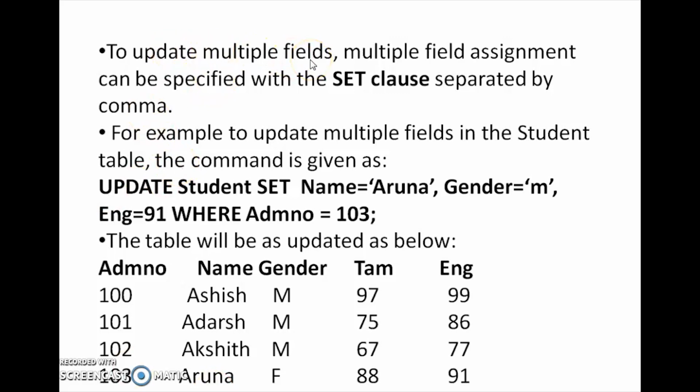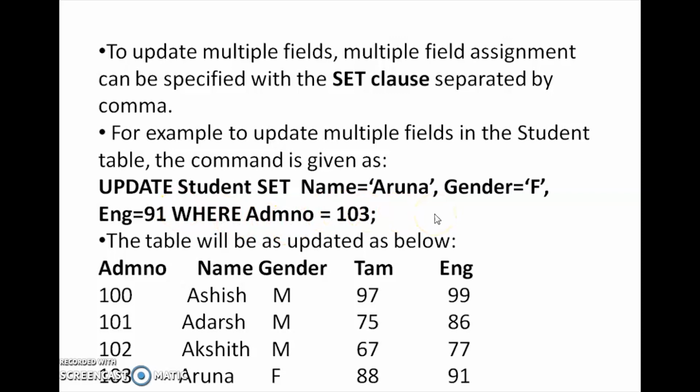Now I have set only one field. To update multiple fields, multiple field assignments can be specified with a set clause separated by commas. So see the example: update student, set name is equal to Aruna, gender is equal to F, English is equal to 91, where admission number is equal to 103.